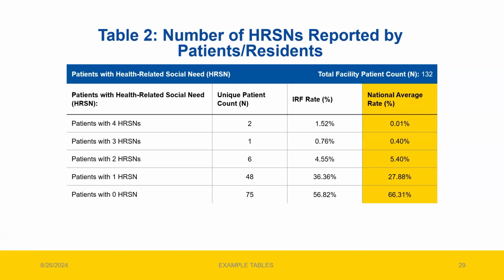Additionally, you may notice that the sum of counts and rates for the first 4 rows, that is, patients with 4, 3, 2, or 1 HRSNs, is equivalent to the count or rate for the overall HRSN indicator of at least 1 HRSN in Table 1.